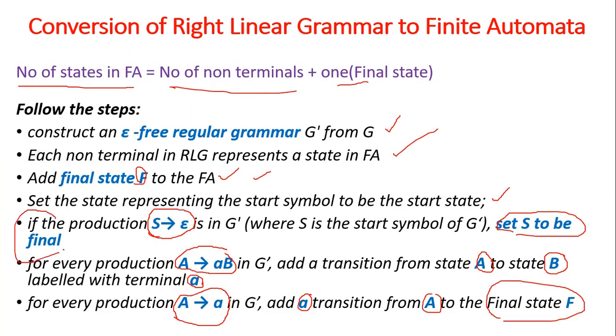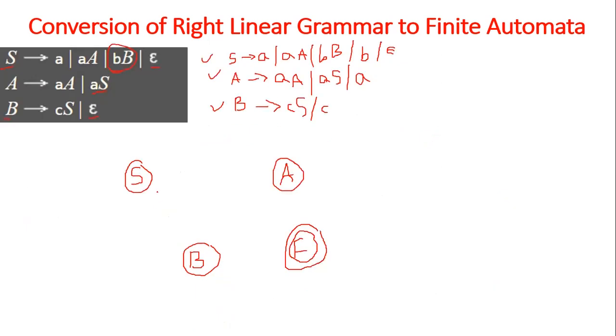As per this formula, if F is having epsilon production, you have to make S also as the final state. As S is having epsilon production, so I am making S also as a final state. Okay. So the next one, you have to convert each of these productions into transitions.